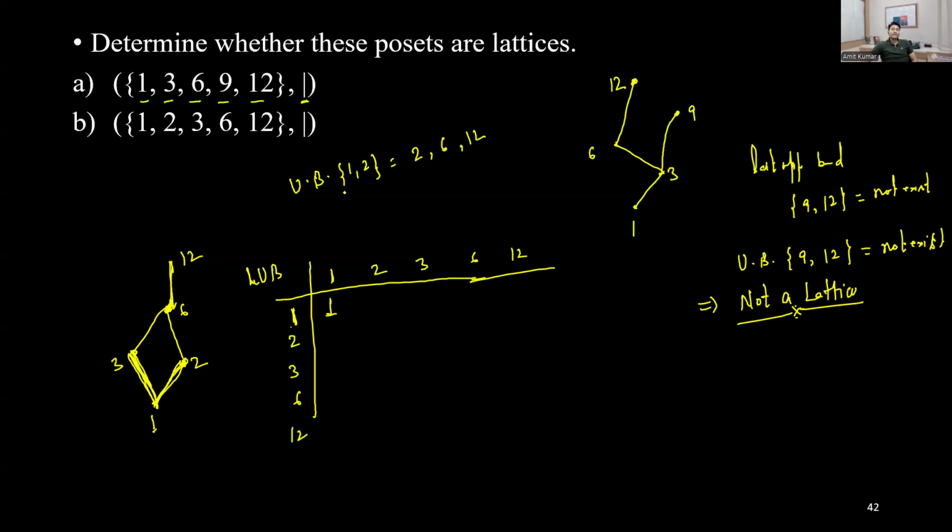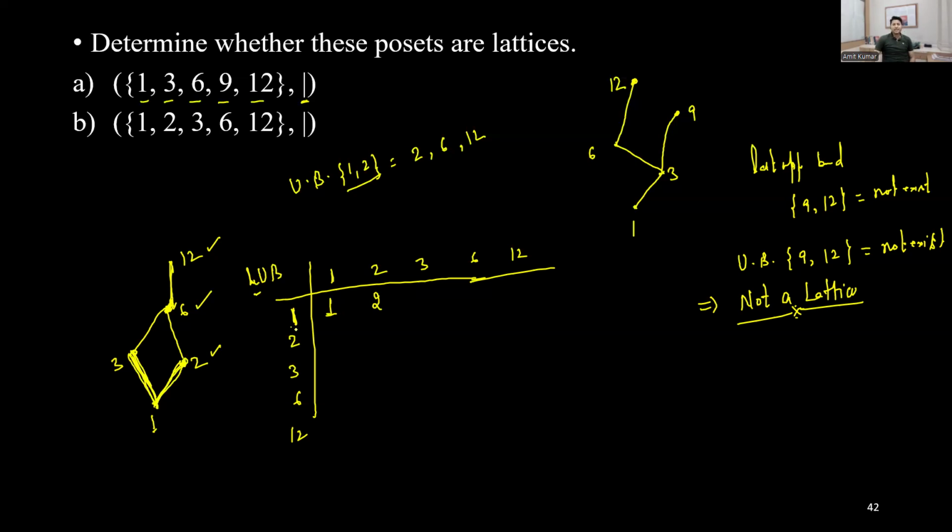We are supposed to write the common upper bound. So upper bound of 1 and 2 is 2, 6, 12, and we are supposed to choose the least one. So which one is least out of these 3? This is 12, this is 6, this is 2. The least one according to the relation is 2. So this is how the least upper bound of 1 and 2 is 2.